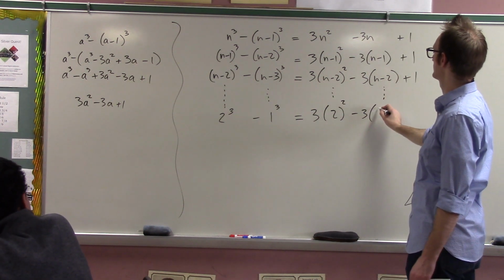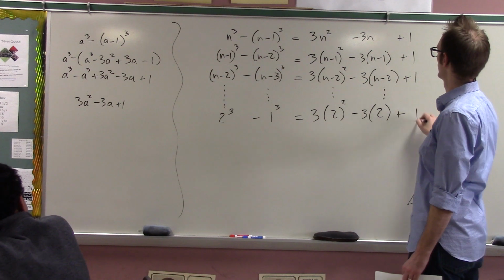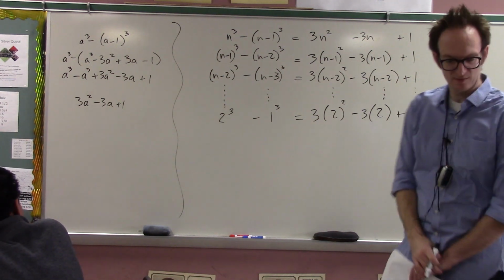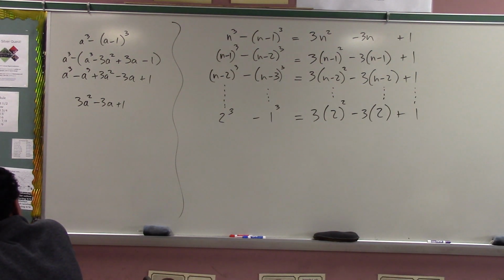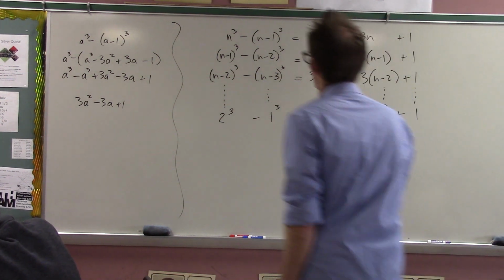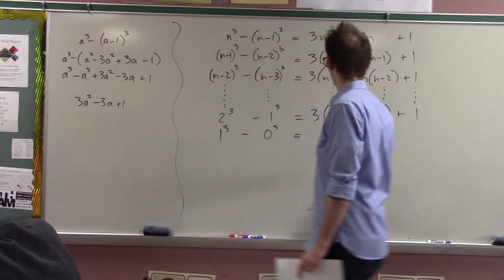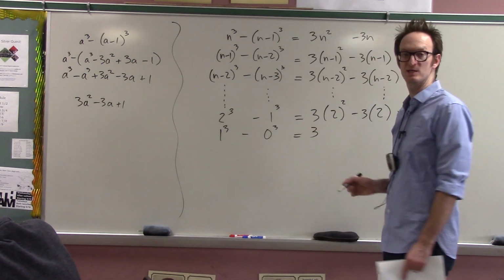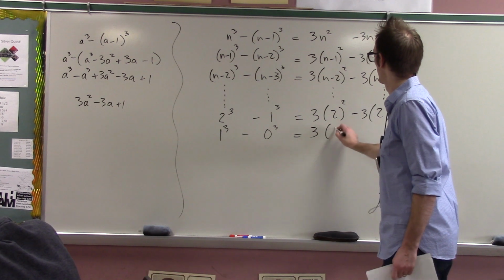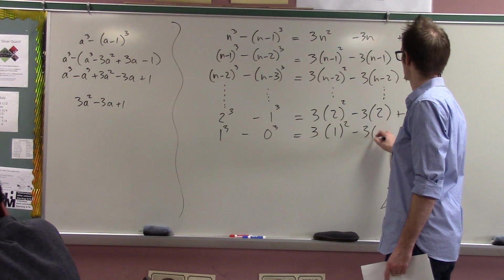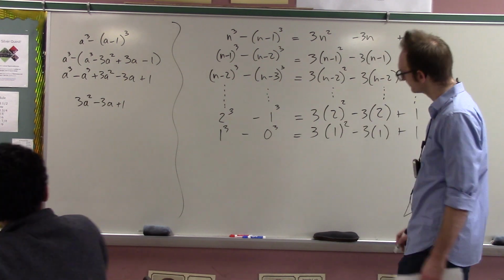All right, and then this is 2 plus 1, agree? Okay, and does that check out number-wise? That's really good to tell us, right? Because 8 minus 1 should be 7, is that 7? Yeah. 12 minus 1, yeah, good. Okay, and then the last line is 1 cubed minus 0 cubed equals 3. Now A is just 1. So 1 squared minus 3 times 1 plus 1.